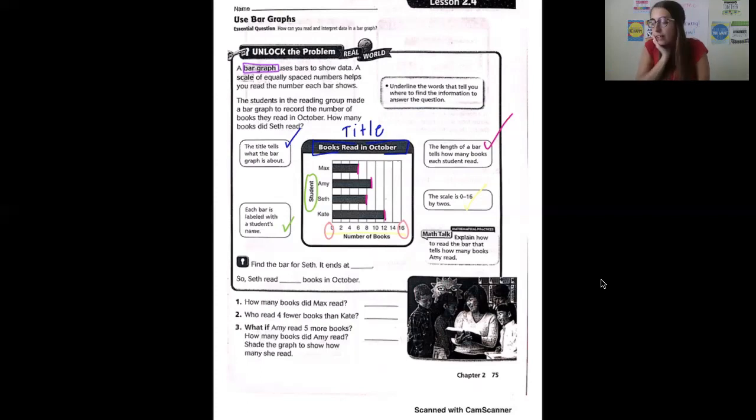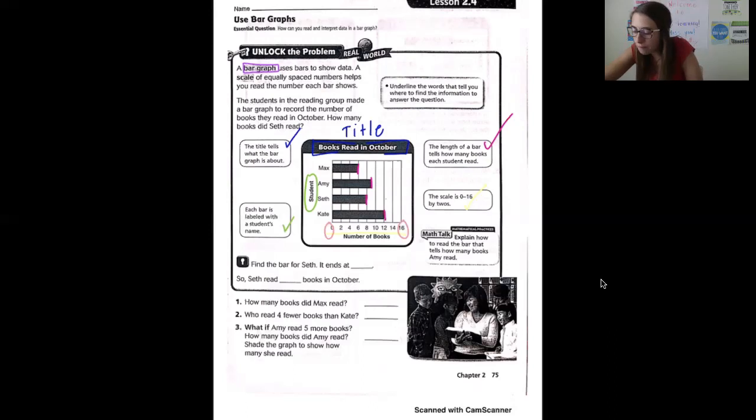Now, how can you find the number? I want to write my numbers of my bar graph before I get started. How can I find a number that my bar graph shows? Well, if you said look at the end of the bar, you are absolutely correct. So we're going to find that first. We're going to find the length of each bar in my bar graph.